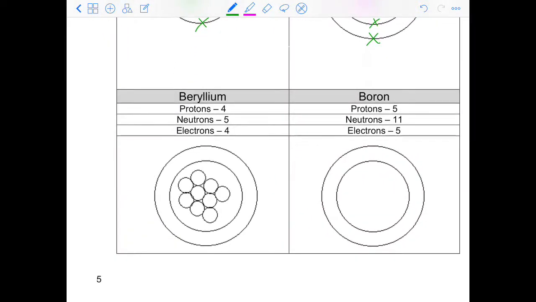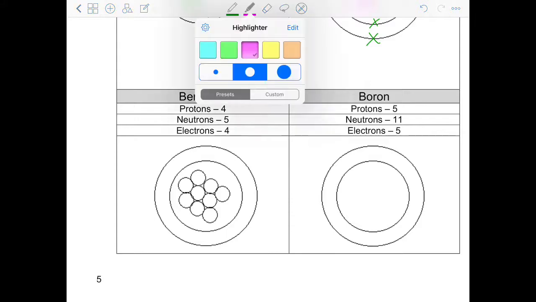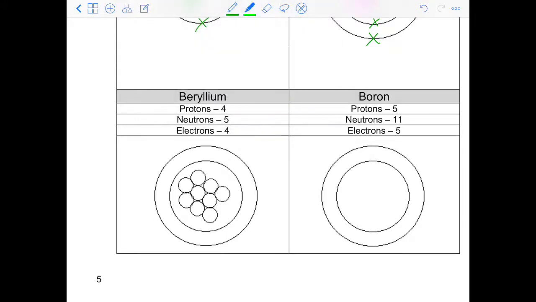So beryllium, we have 4 protons. Again, I'll use my highlighter. 1, 2, 3, 4 protons, 5 neutrons, 1, 2, 3, 4, 5 blank ones, and 4 electrons. So again, start from the inside. Remember, how many electrons can we put in the first energy level? 2. So we have 2 in the first energy level. I have 4 in total, so I'll put the next 2 in the second energy level.